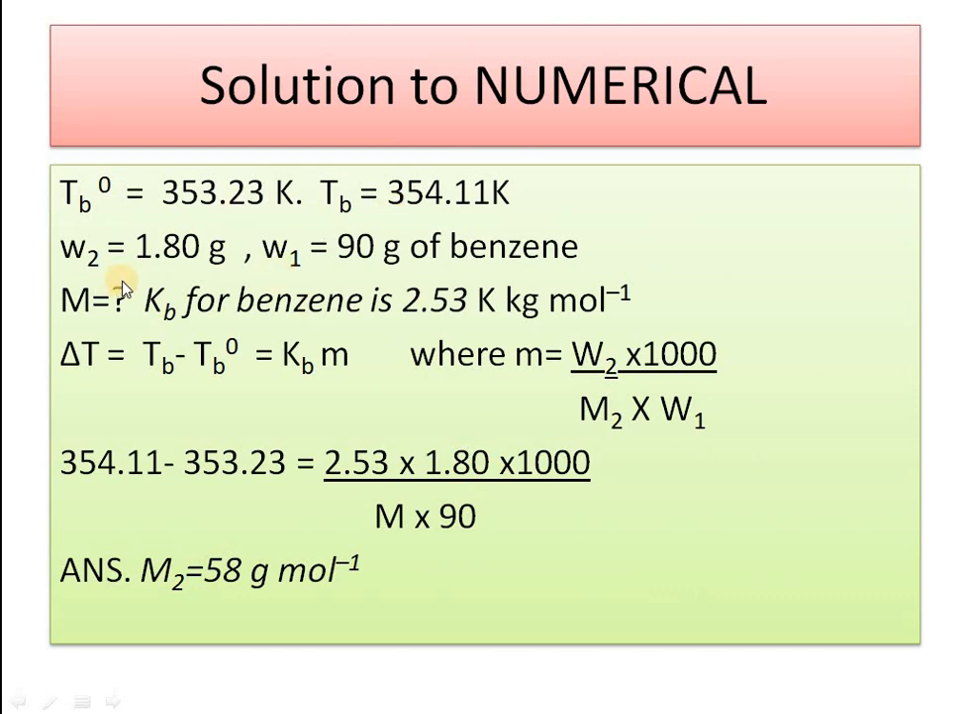Tb naught is given, Tb is given, W2, W1 is given. We have to find molar mass. Kb for benzene is given. So delta Tb is equal to Kb into m. m is this W2 by M2, W1 by 1000. After substituting, you will get the answer 58 gram per mole.